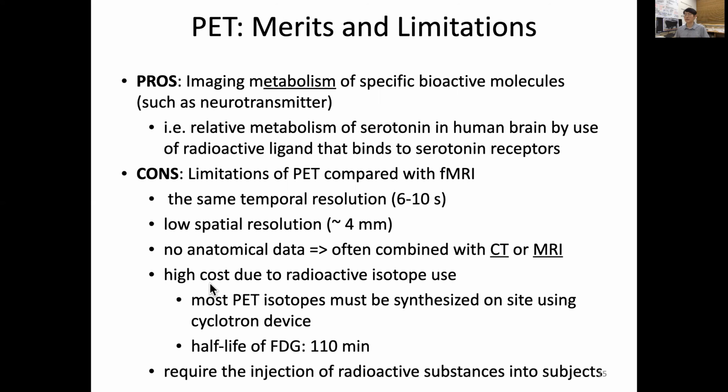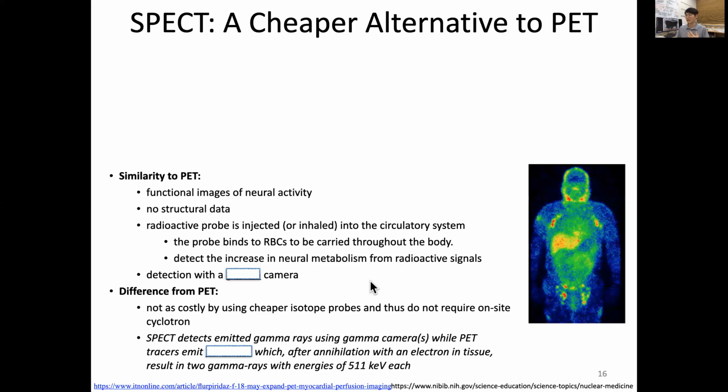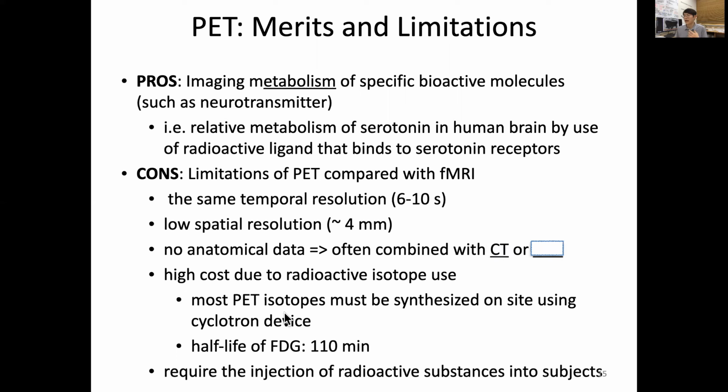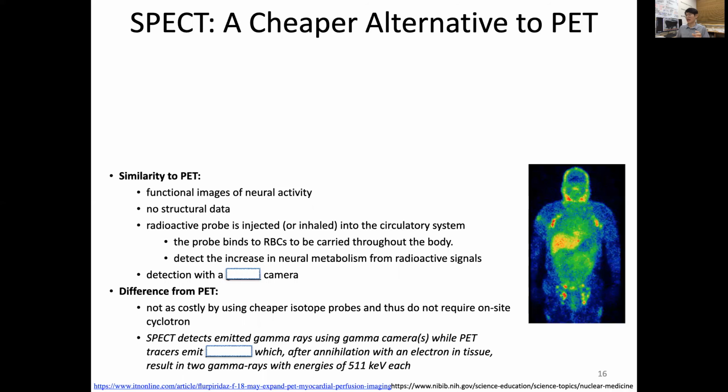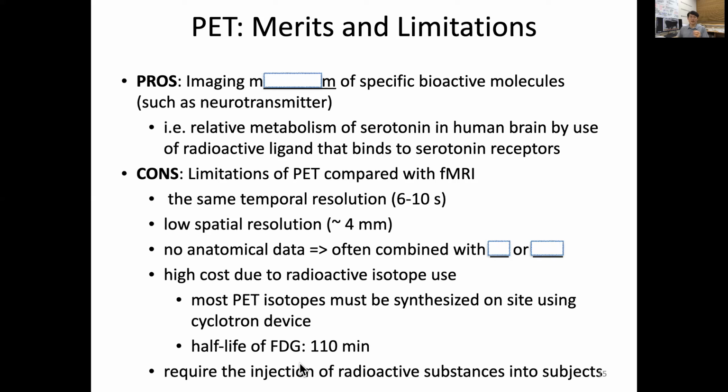However, PET has a pretty high cost due to use of radioactive isotope, and most of the PET isotopes must be synthesized on-site using a cyclotron device, which itself is a big, expensive equipment. And the reason is it's a short-lived isotope, so the half-life is usually very short. For example, a popular PET radioisotope is a glucose analog, which is called F18 FDG, fluorodeoxyglucose. It has a half-life of a little over 2 hours. So that is required to inject into the subject before taking image.